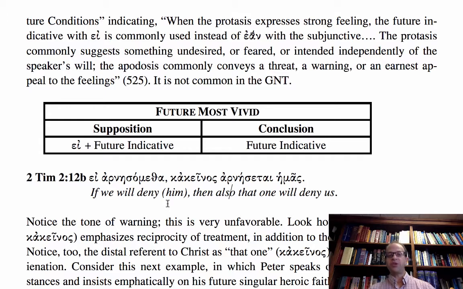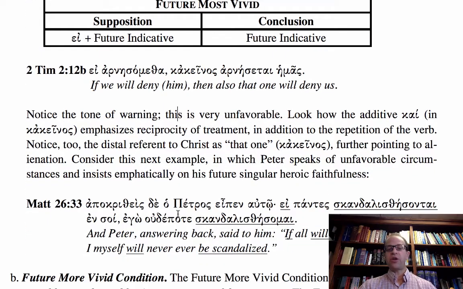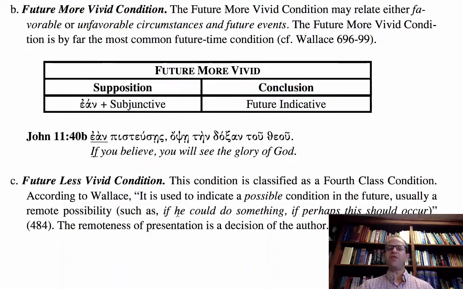So here we have 2 Timothy 2:12, if we deny him, if we will deny him, then also that one will deny us. Now that's a warning of sorts. It's a very unfavorable outcome, and that's when future most vivid conditions are used. Now the default future condition is called the future more vivid condition. This is the standard run-of-the-mill future condition. It's formed with ean with the subjunctive, followed by the future indicative.